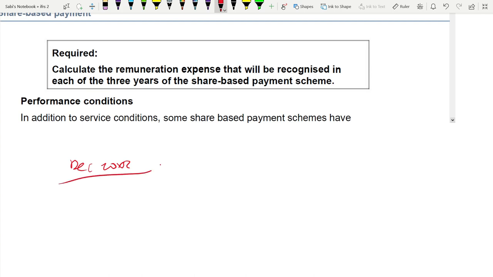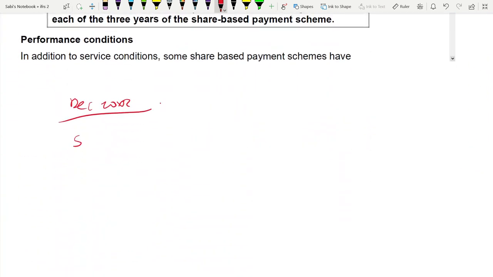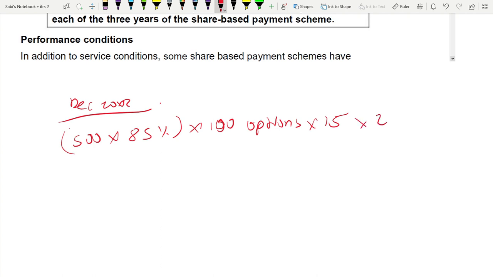Moving on to December 2002. Here also, it's changed. Here, 15% are expected to leave in 2002. 20 are actually leaving, but we don't see it now. We'll keep it. We are working on the estimate. 15% are expected to leave. That means employees are the same 500. Now, 85% will stay. 15% leaving means 85% will stay in 2002. This keeps changing, okay? By the way, every year this figure changes. 100 options, 500 employees, 100 options into 15 because fair value is at the grant date. This time it will be into 2 over 3 for the second year.